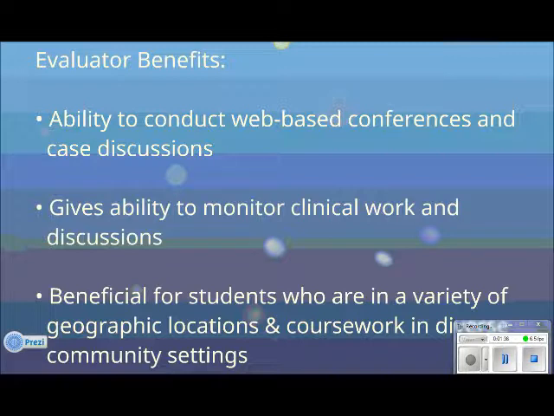Evaluator benefits include the ability to conduct web-based conferences and case discussions, the ability to monitor clinical work and discussions, and the one that different universities and colleges have honed in on: this form is beneficial for students who are in a variety of geographic locations and coursework in diverse community settings.